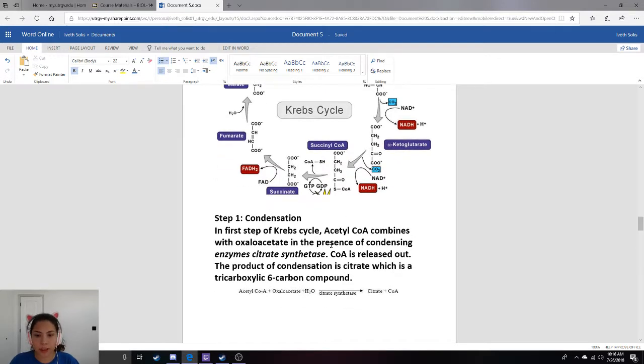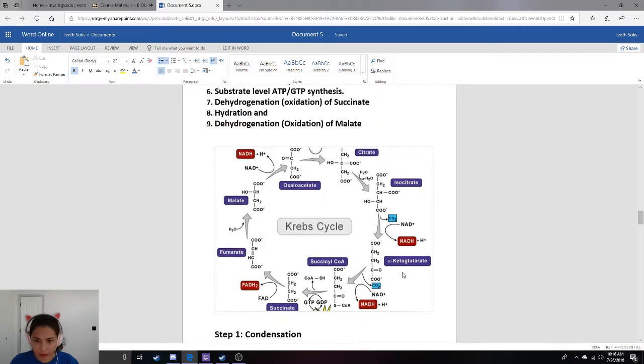In the first step of the Krebs cycle, acetyl-CoA combines with oxaloacetate in the presence of the condensing enzyme citrate synthase. CoA is released out. The product of condensation is citrate, which is a tricarboxylic 6-carbon compound. From here, it's a lot easier.